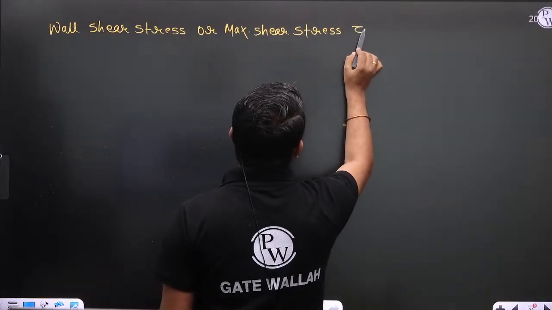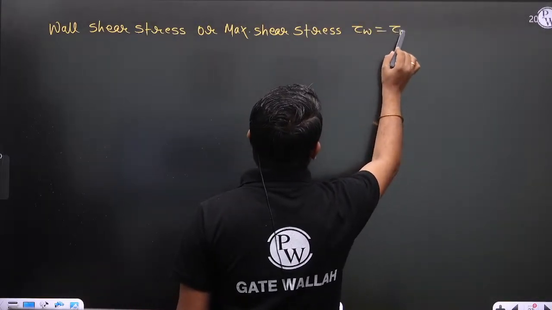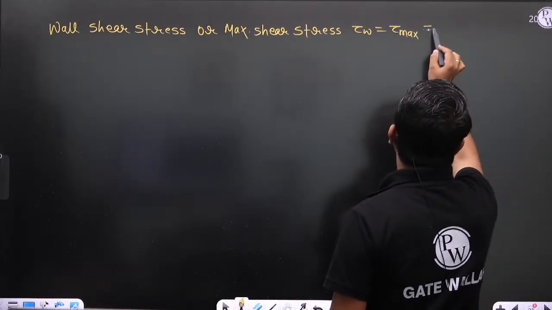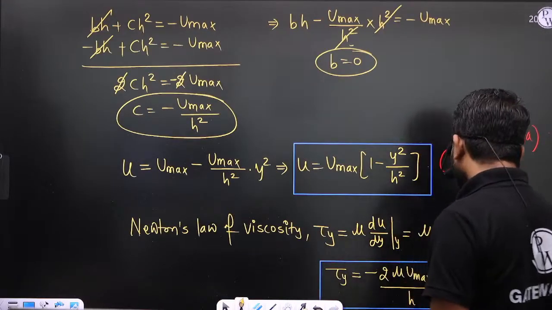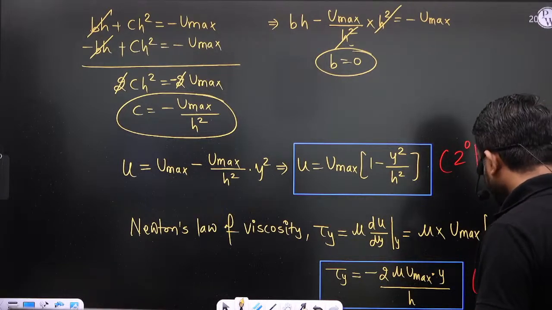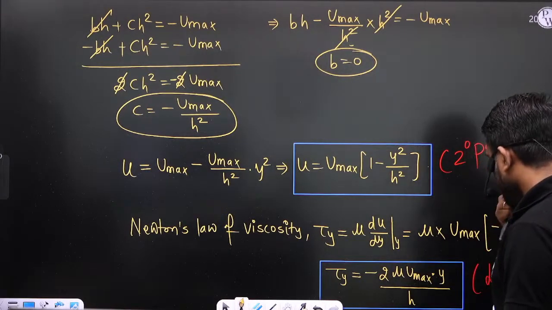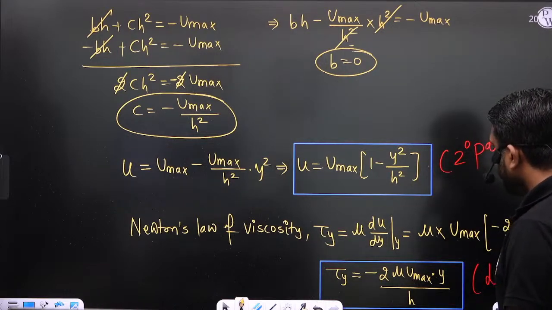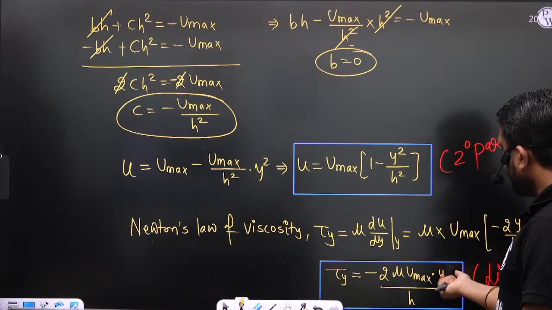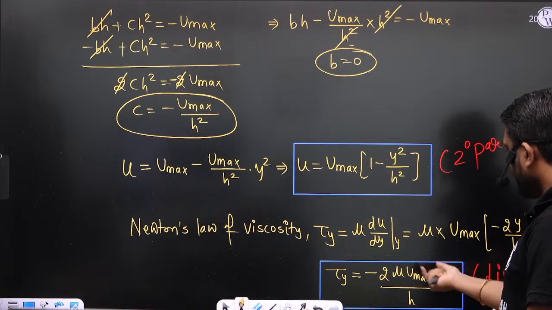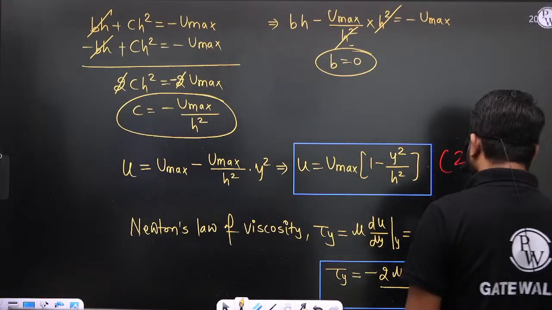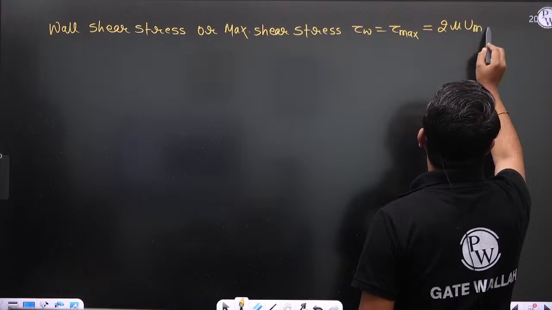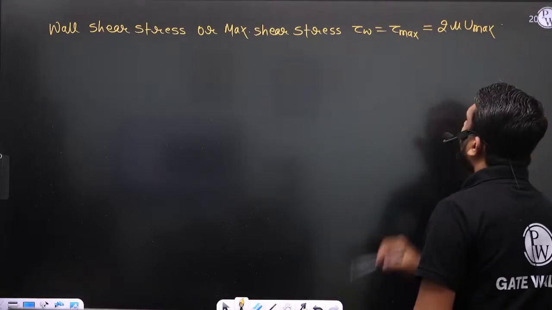Tau w, or tau maximum, is equal to that. At y is equal to plus minus h, this becomes 2 mu u max. This is the 2 mu u max. This is the maximum or wall shear stress.